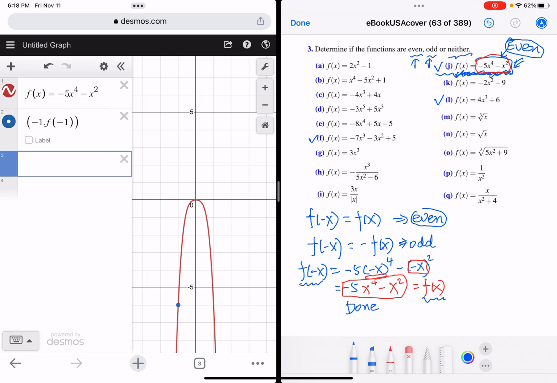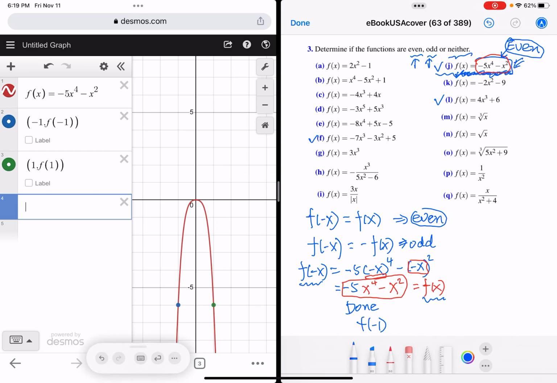You may also try 1, and then f of 1. You see, basically here it tells us what? f of -1 equals f of 1. Actually, this is true for all the values. f of 2 equals f of -2. So you see, we did things in general, but you can test a concrete number.